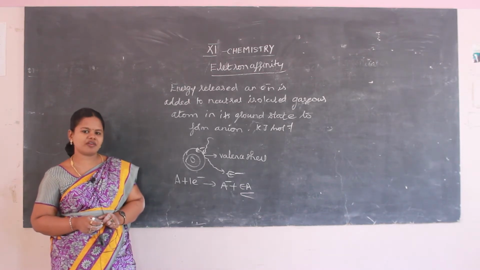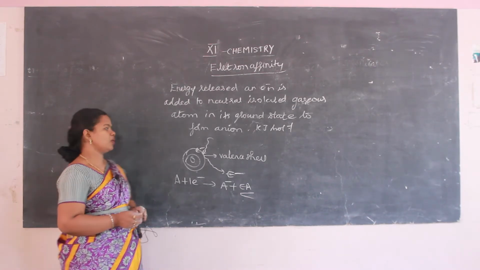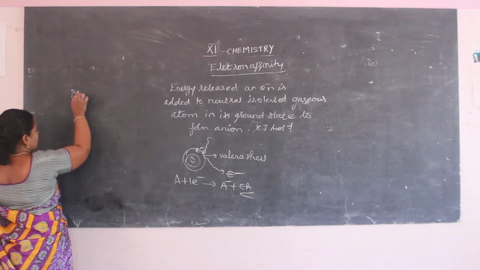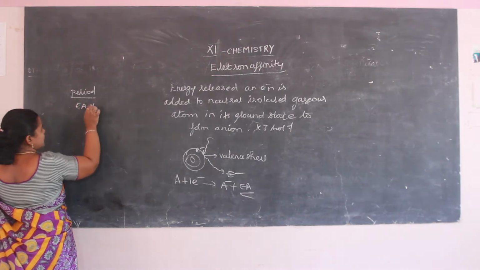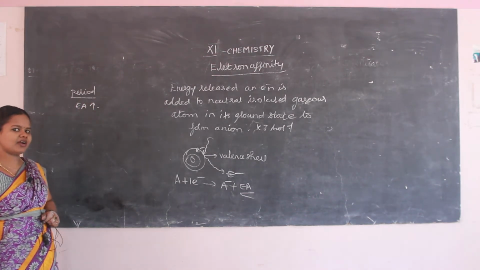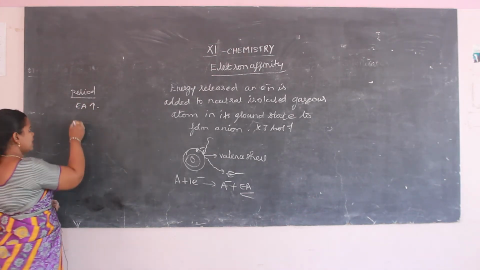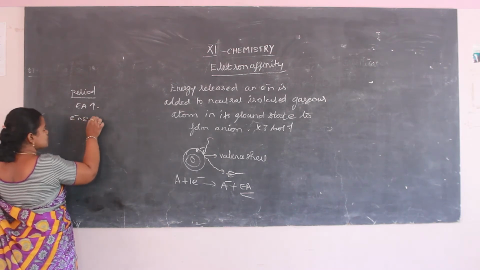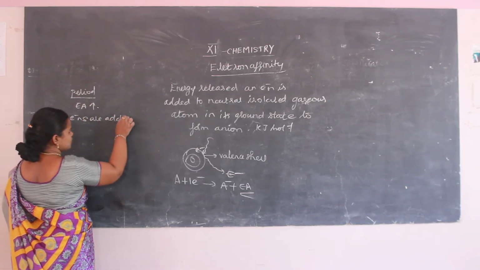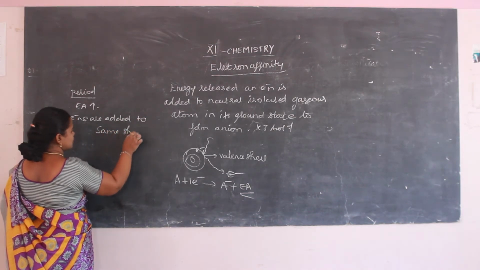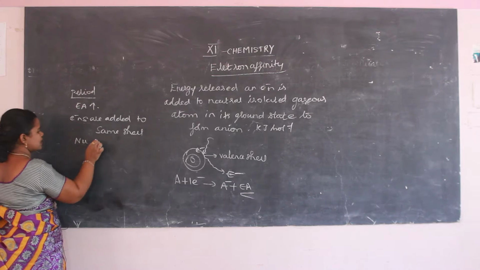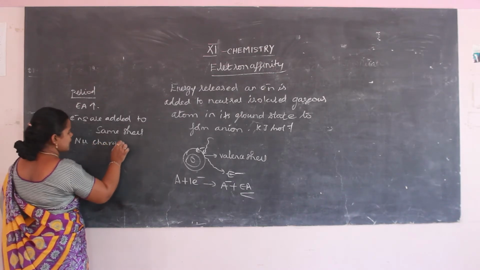Variation of electron affinity in period. Periodல electron affinity எப்படி இருக்கும்? In a period the electron affinity increases. Same reason, electrons are added to the same shell. So nuclear charge increases.